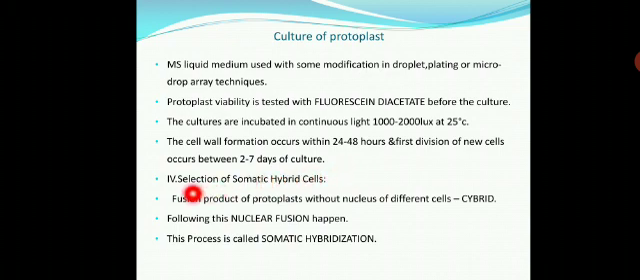Then the next one is selection of somatic hybrid cells. What is the meaning of selection of somatic hybrid cells? With the help of a protoplast, the result is nothing but somatic hybrid cells. That somatic hybrid cell can develop into an entire plantlet, and that plantlet can develop into a plant. That is called a somatic hybrid.